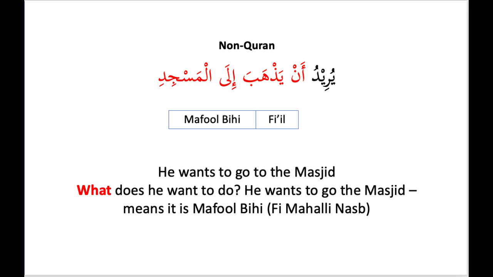Yuridu means he wants. What does he want? What does he want to do? An answer is he wants to go to the mosque. So that is Mafool bihi or object of the sentence. So yuridu is fi'l fa'il and ayyadhhaba ilal masjidi is Mafool bihi, compound Mafool bihi. Alhamdulillah.